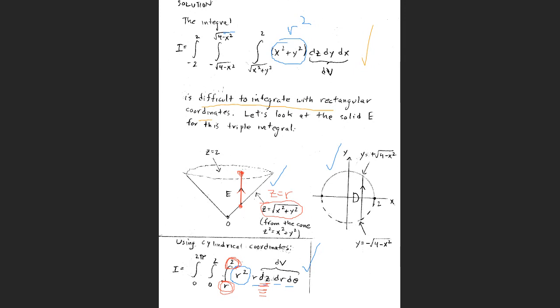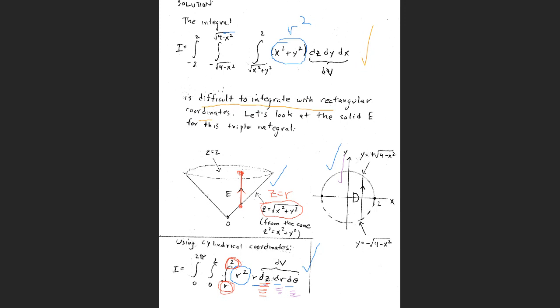Now in regards to r and theta, here's r, here's theta. That just comes from my region D. Region D is, if I take the cone and project it down into the xy plane, a circle of radius 2.